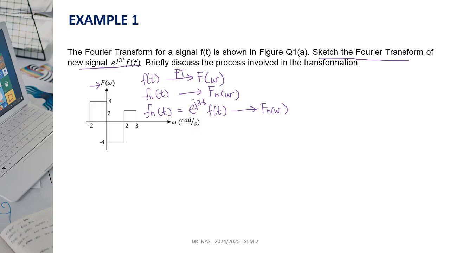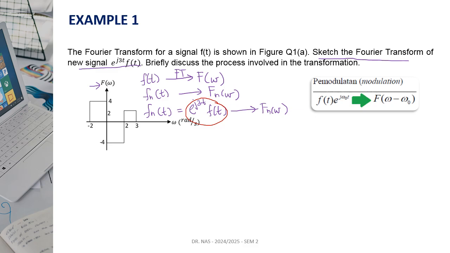We need to check the Fourier transform table for what this equation will be in the frequency domain. So let's check the table. If you compare the given equation with the one in the table, that's basically a modulation process. So it is f(t) e^(j omega naught t), and this will produce F(omega minus omega naught). In this case, omega naught equals 3.